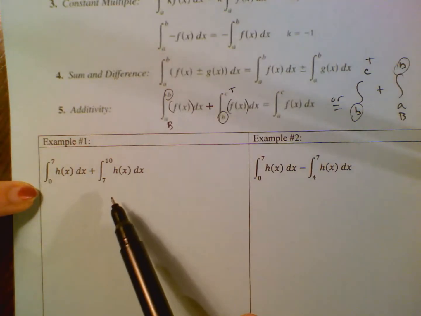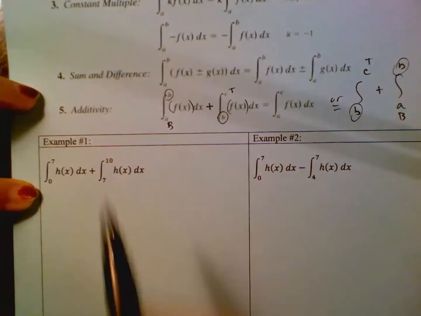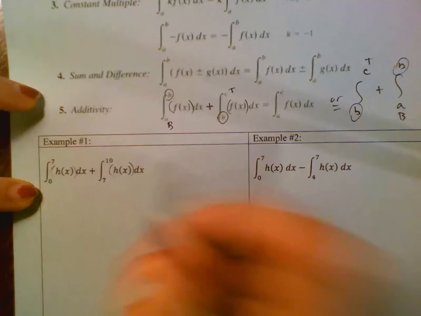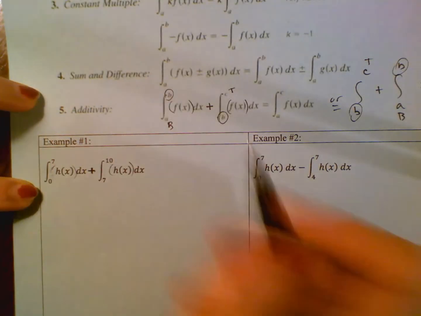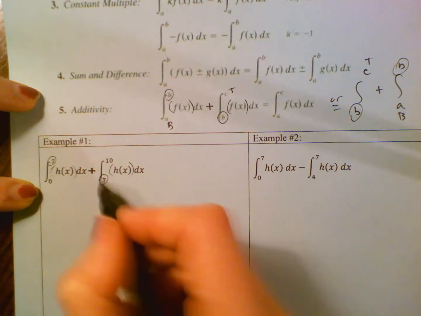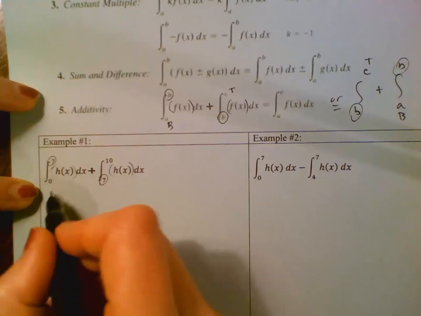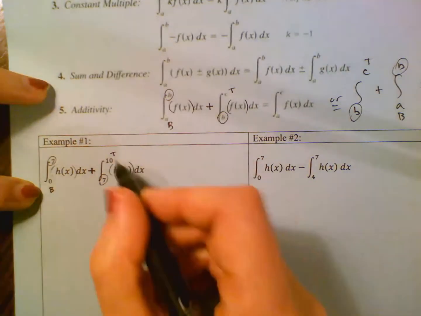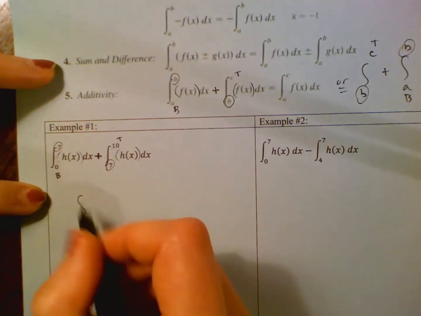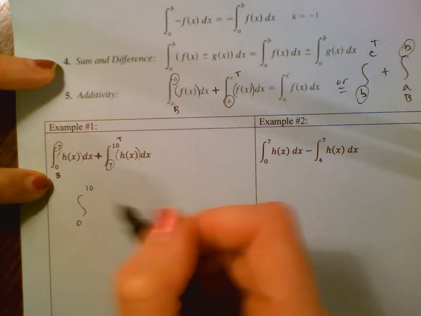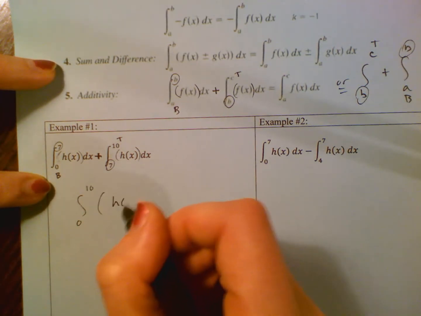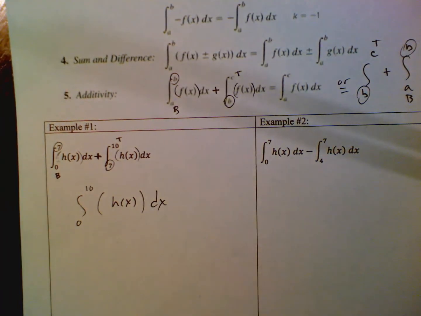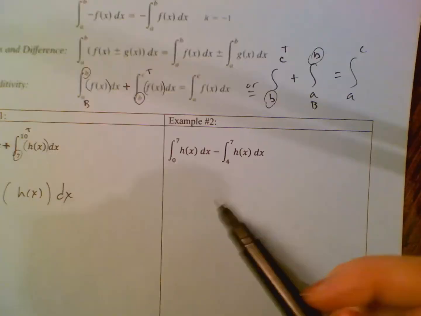So this here, we have a perfect situation. The input function is h of x, so that's the same. We've got addition between them, and this top number matches that bottom number. So that's on the bottom, so that's the new bottom number. That's on the top, so that's the new top number. So we have the integral from 0 to 10 of h of x dx. Now let me do this one, and then I'll show you another way to think it through.